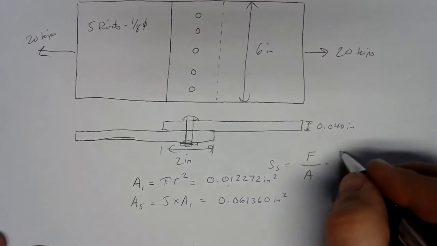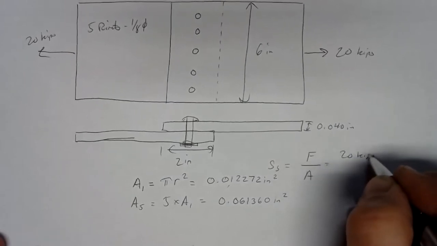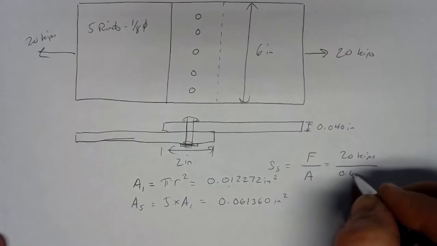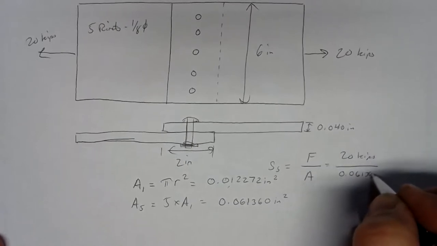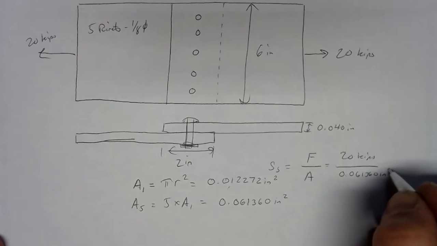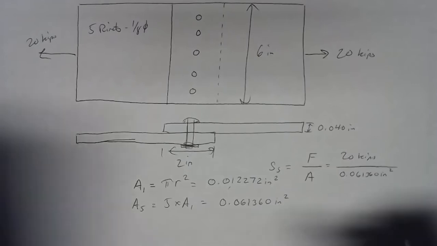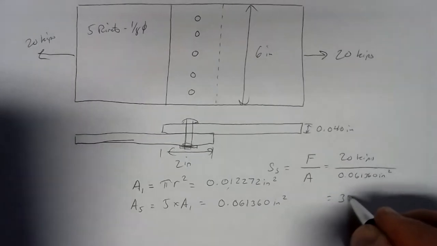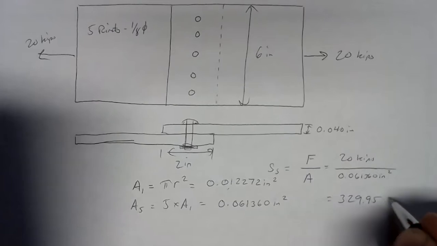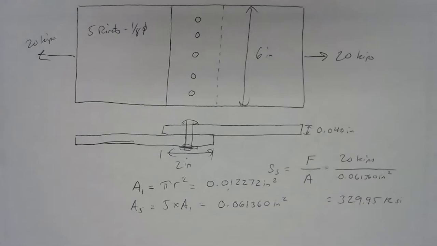The shear stress then is our 20 kips of force divided by 0.061360 square inches. So if we divide 20 kips by 0.061360, we get 325.95 kips per square inch. Now that's pretty high.